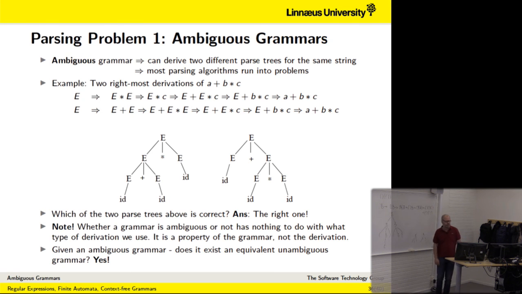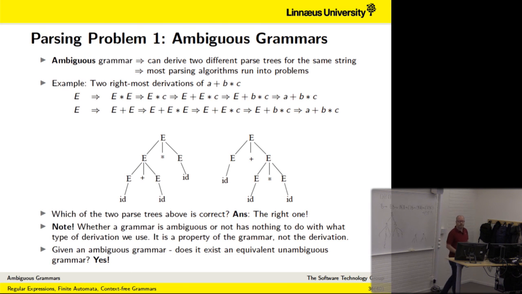Another problem is that I would like to derive this string. I start with multiplication, and I go on, and I end up there. I could just as well start with addition and do it slightly differently, but I can still end up there. I can show that this string is a part of the language in 2 different ways, resulting in 2 different parse trees. This is a problem. We say that the grammar is ambiguous. That means you can derive 2 different parse trees from it.